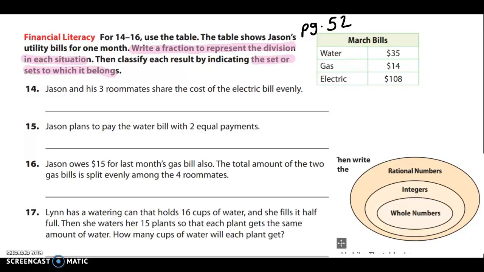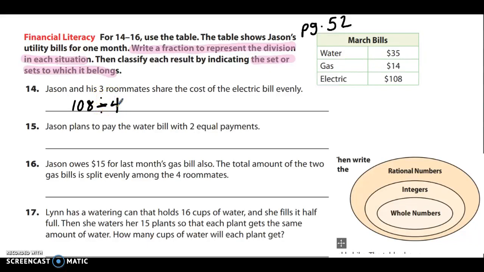All right, question 14. Jason and his 3 roommates share the cost of the electric bill evenly. That means Jason plus his 3 roommates, that's a total of 4 people. 4 people are going to share the cost of the electric bill. So the electric bill is $108. So we're going to do $108, and that's going to be divided by how many people? 4. 108 divided by 4.